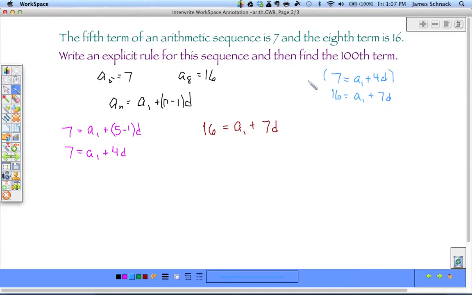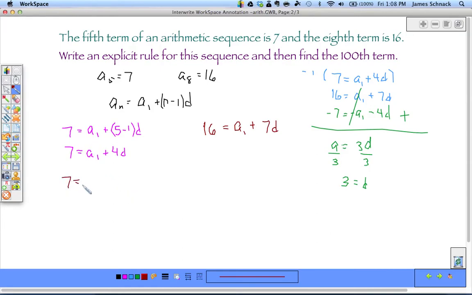I'm going to multiply the top equation by -1. That becomes -7 equals -a1 minus 4d. Adding the two equations together now, we get 9 equals 3d. Divide by 3. d is equal to 3. Now we're halfway to being able to write an explicit rule. We still need a1. Well, we can use either one of these pseudo rules back here to find that first term. I'm going to plug it in to the 7 equals a1 plus 4d. It has smaller numbers. I like small numbers.